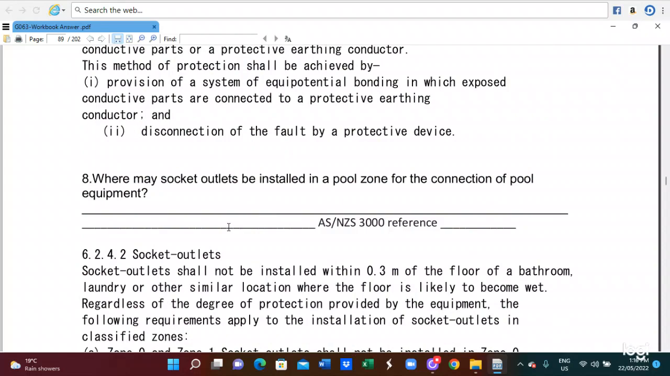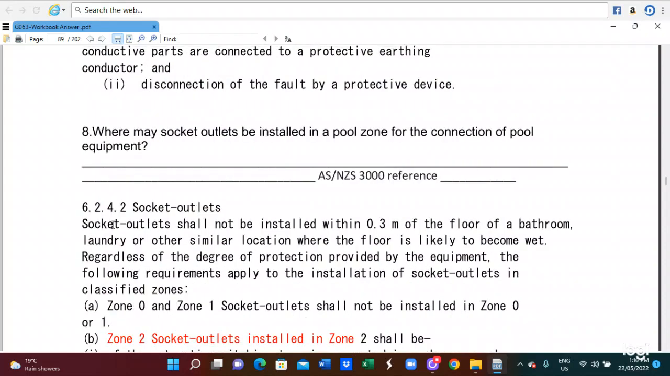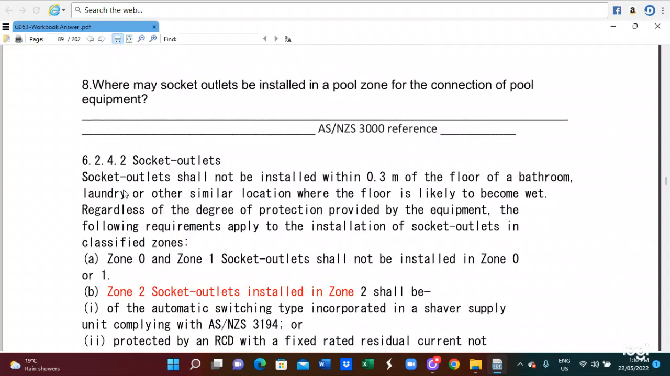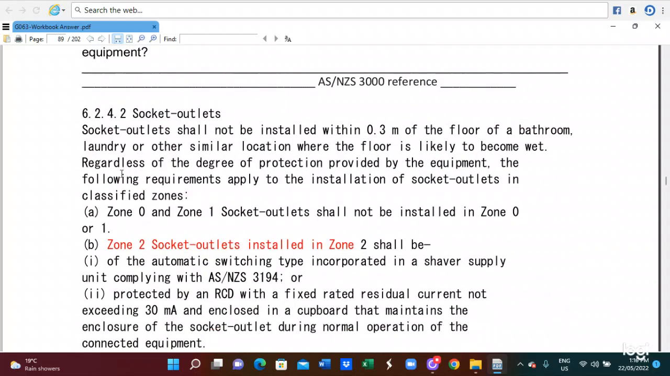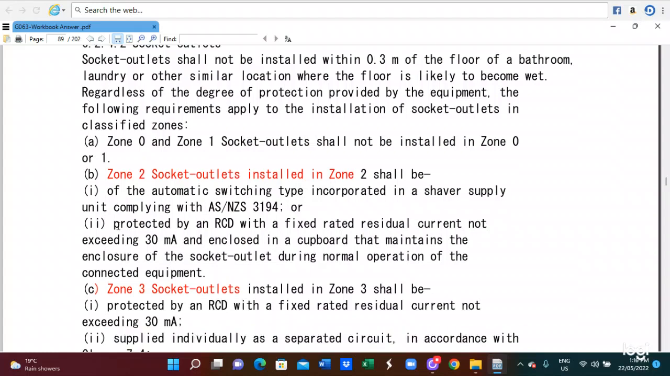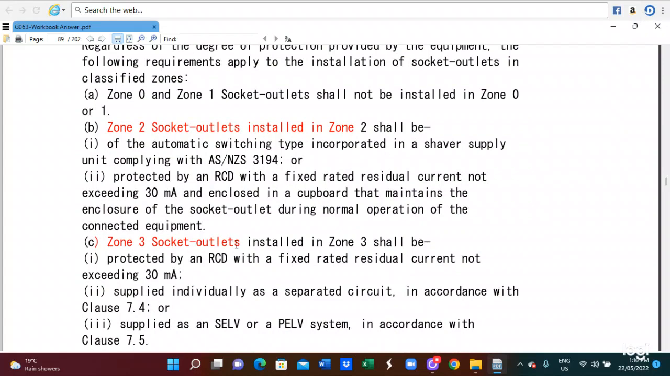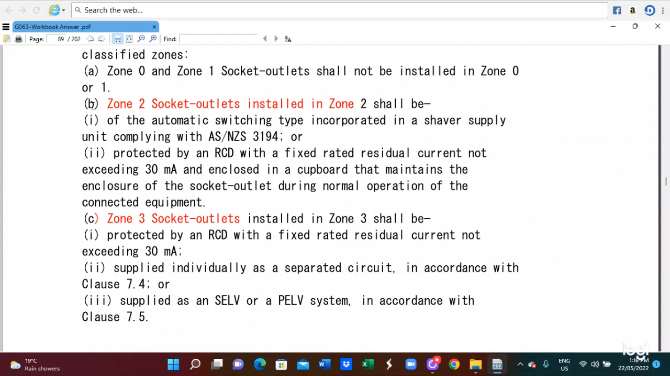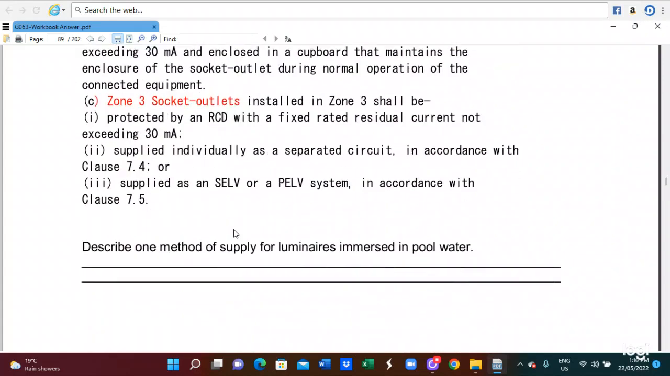Where may a socket outlet be installed in the pool zone for the connection of pool equipment? In this case, we have to follow clause 6.2.4.2, socket outlet. In this case, zone 2 is where a socket outlet may be installed in the pool. So the socket outlet is an automatic switching type incorporated in the supply units complying with AS 3194. Zone 3 socket outlet, this is for clause BNC. You have to read clause BNC.